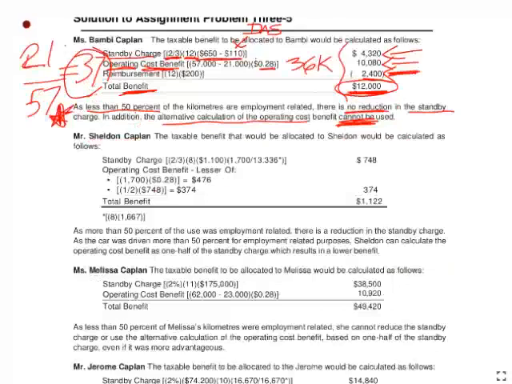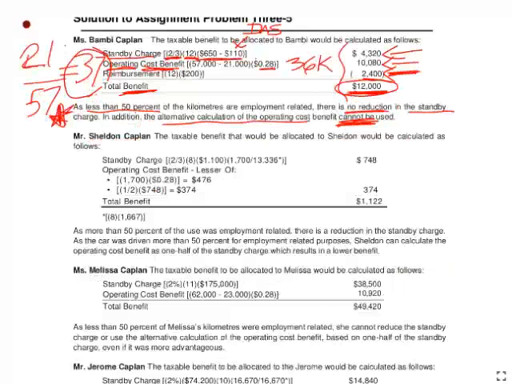Let's look at another example here. For Mr. Sheldon Captain, he has a Lexus GS. This is also a lease, $1,100 per month. In this case, there's no insurance, so we don't have to worry about insurance.